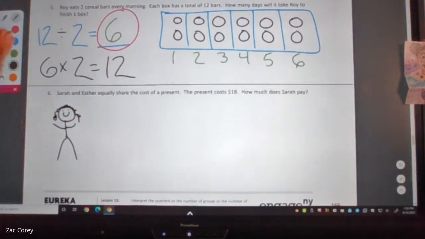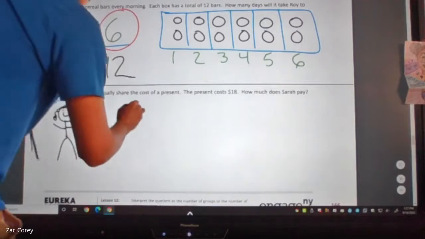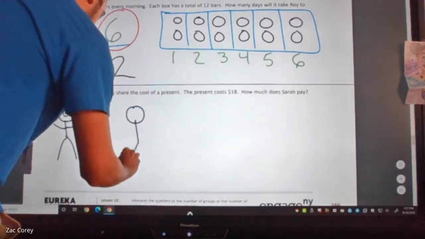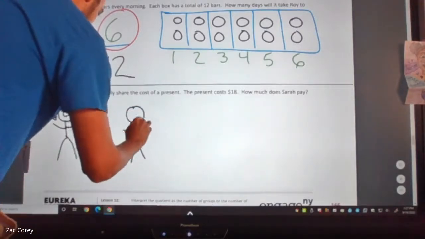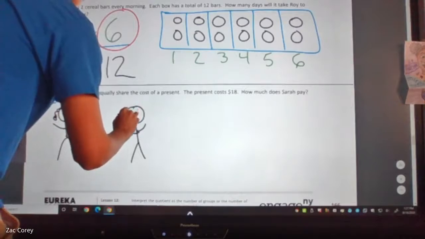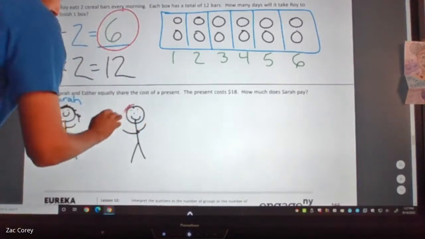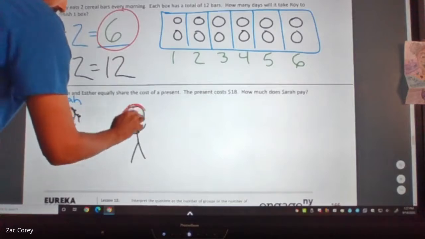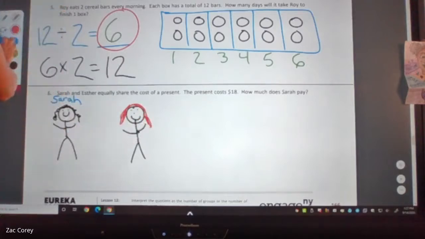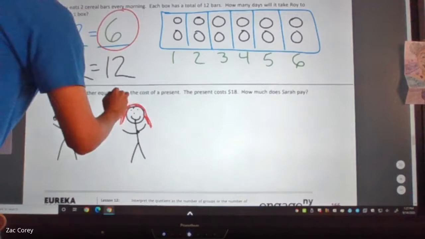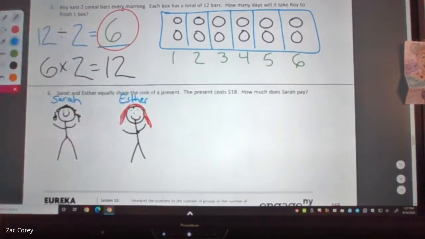All right, so let's say this is Sarah, and this is Esther. Let's give Esther some red hair. All right, so this is Esther. All right, so back to the question.